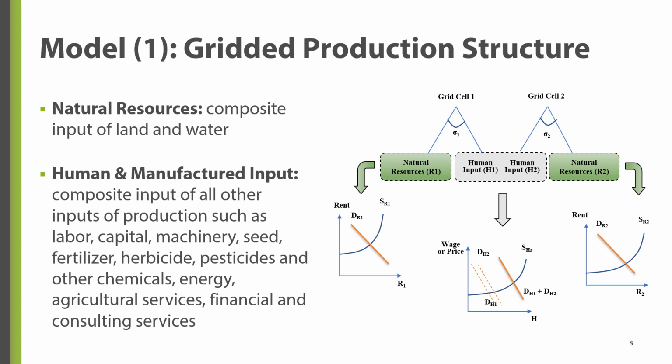The supply of natural resources is location-specific. In other words, they aren't geographically mobile, therefore local markets determine their economic return. The supply of human and manufactured inputs is determined at the regional level, which means they are geographically mobile and can move from one location to another based on wage incentives.